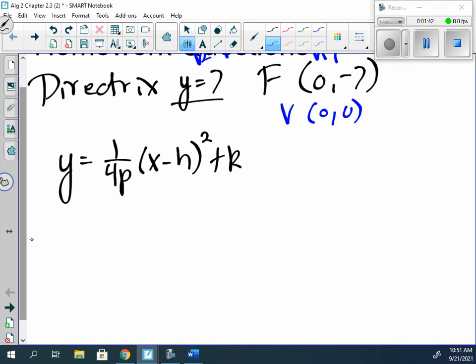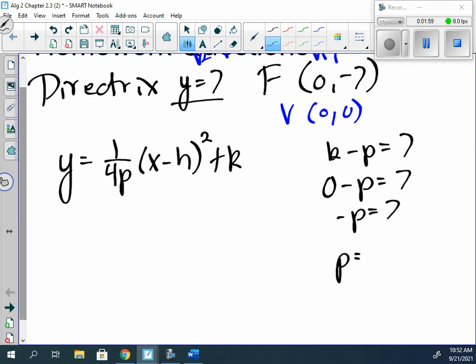Now, knowing that y equals 7, k minus p is equal to 7. K is 0, so 0 minus p is equal to 7, or negative p equals 7. The value of p for this would be what? -7.